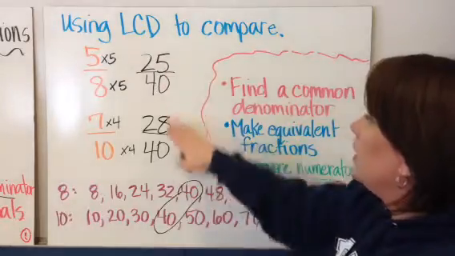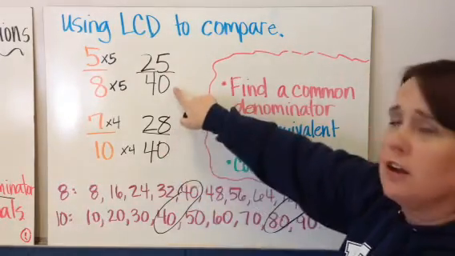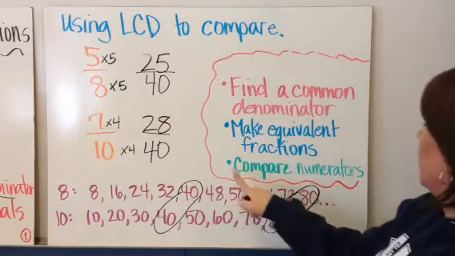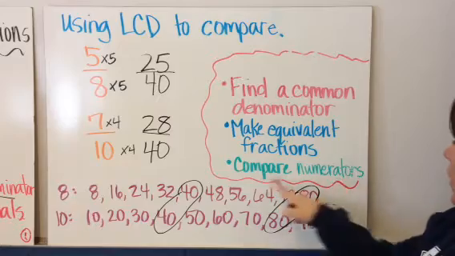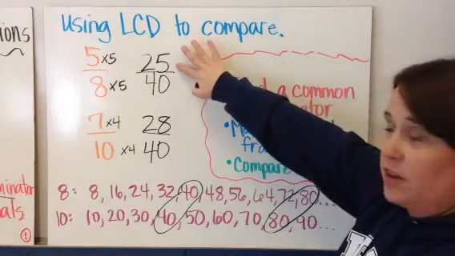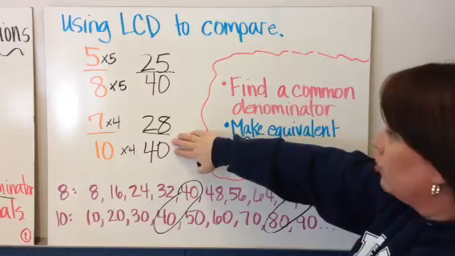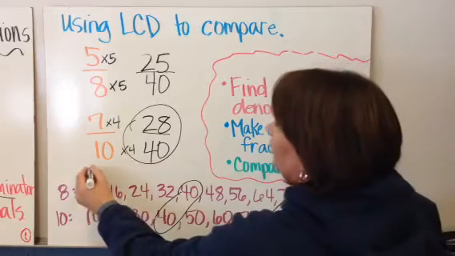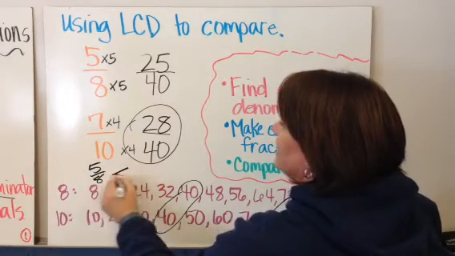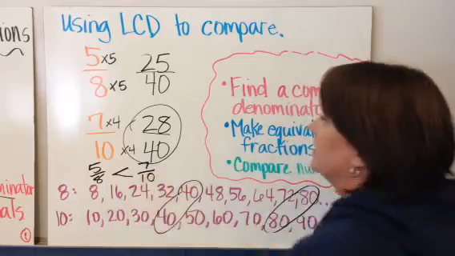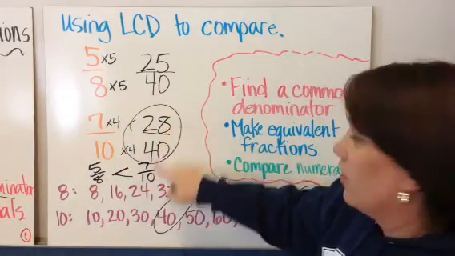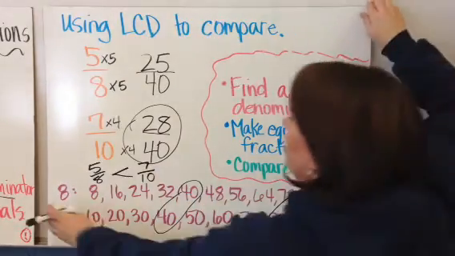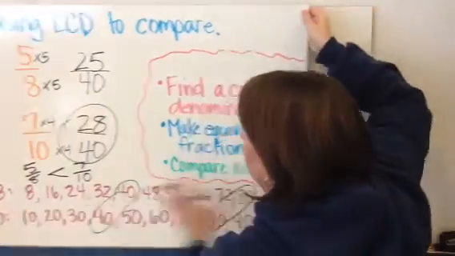After I have my new equivalent fractions with the same denominator, it's very easy for me to compare them because I pick the one with the largest numerator. I compare the numerators. So 25/40ths and 28/40ths, which is greater? Well, 28/40ths is greater. So I could write that as 5/8 is less than 7/10, because 7/10 is equivalent to 28/40ths, so 28/40ths or 7/10 is the greater fraction, the fraction having the larger value.